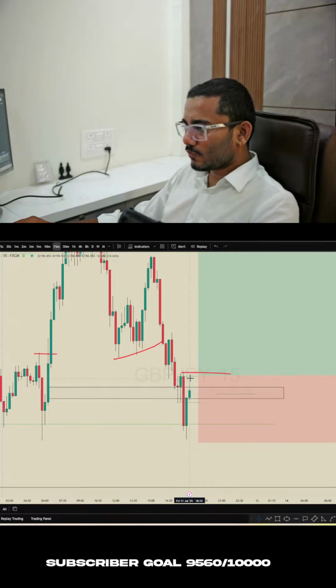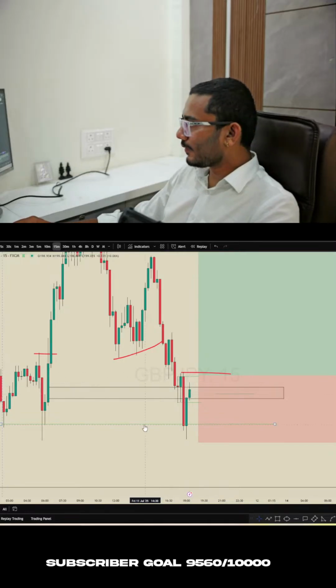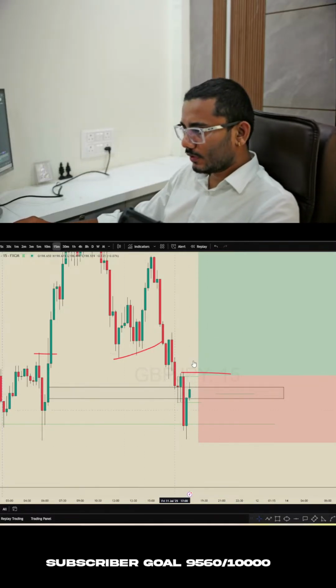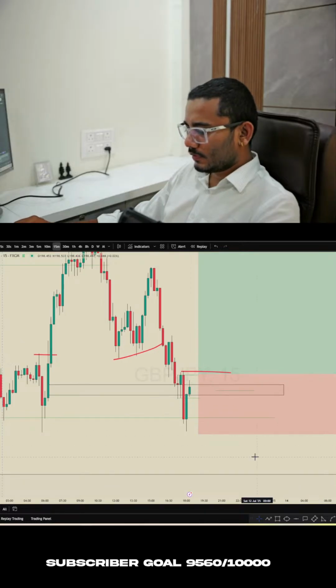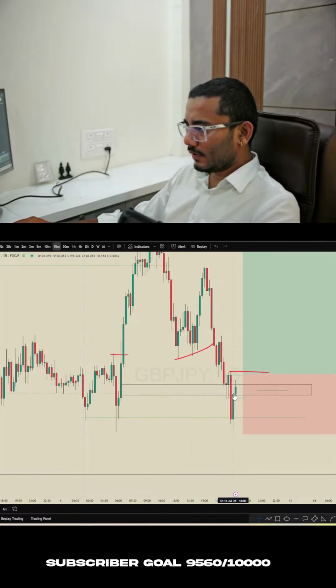So I'm waiting for price to break this area so we can look for a buy side trade to the upside. Price is sweeping this area and clearing more liquidity.